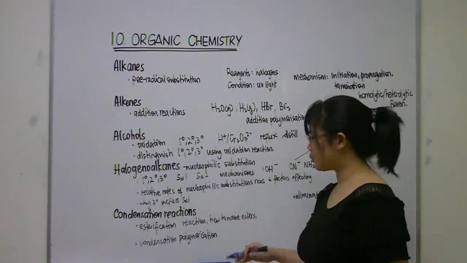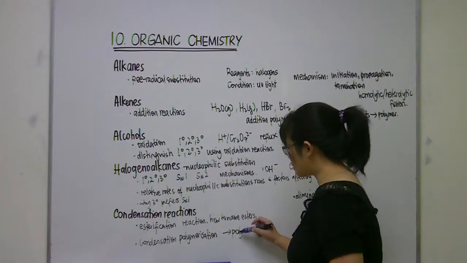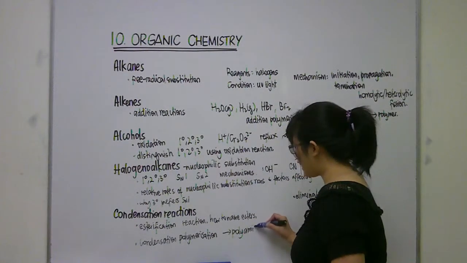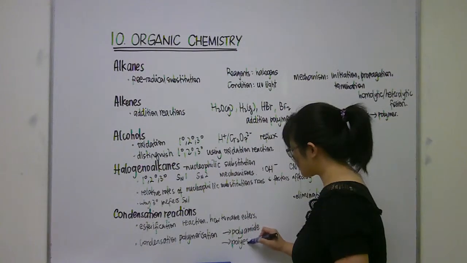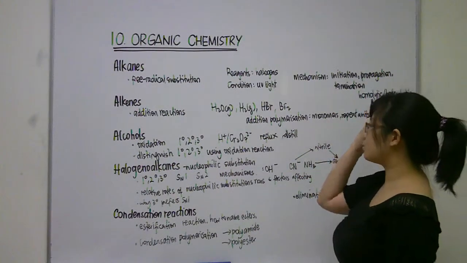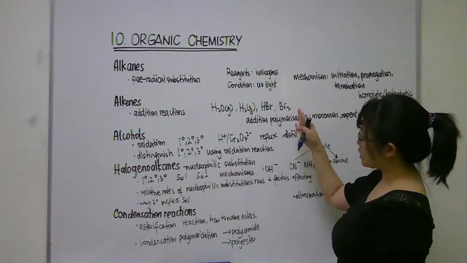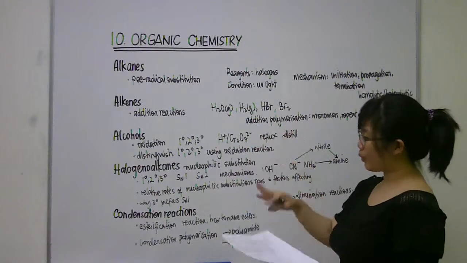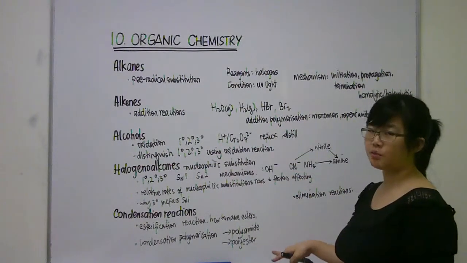So in condensation polymerization specifically, you need to talk about two types of condensation polymers, polyamide and polyester, and how you can form these. So you need also to make reference to addition polymerization and what are the characteristics of your monomers that allow for addition polymerization or condensation polymerization.